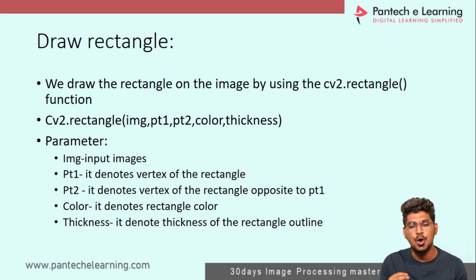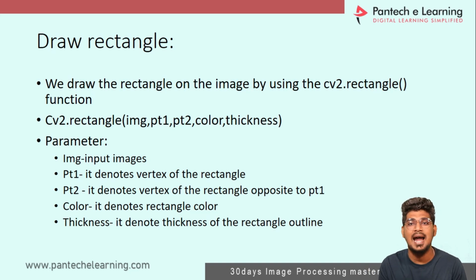Okay, right. So here we want to draw the rectangle on the image by using this particular function, that is cv2.rectangle. So we need to understand the parameters first. What are all the parameters we have here? The original image, pt1 and pt2, the color, and thickness. What does that mean exactly? pt1 denotes the vertex of the rectangle, that means x1 and y1. Then pt2 denotes the opposite vertex of the rectangle, opposite to pt1.